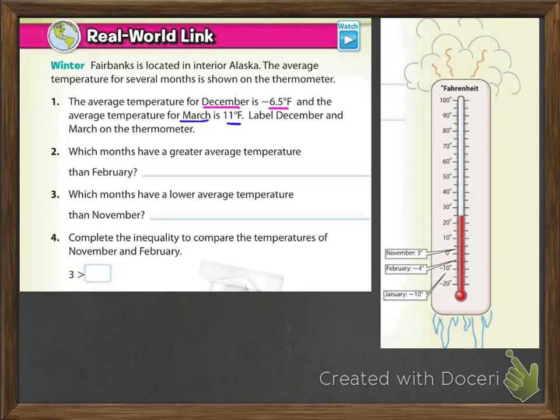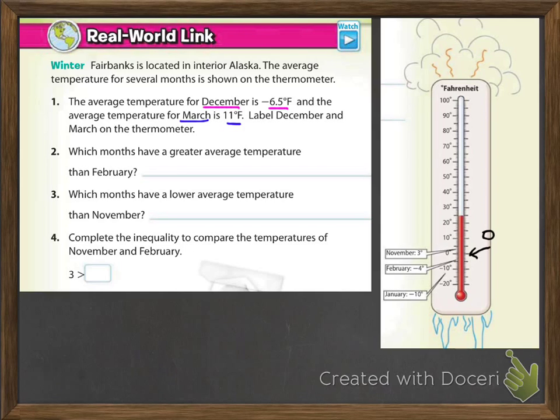What we first want to do, I'm going to switch back to my pink pen, is look for that negative 6.5 degrees Fahrenheit. Because it's a negative number, you know you need to look below the zero. So right here is 0. That's the first thing you want to do when you're trying to compare and order numbers: first locate the 0. Right there is my 0. And we know that because December is negative, it's going to be below that. So it'll be negative 6.5.